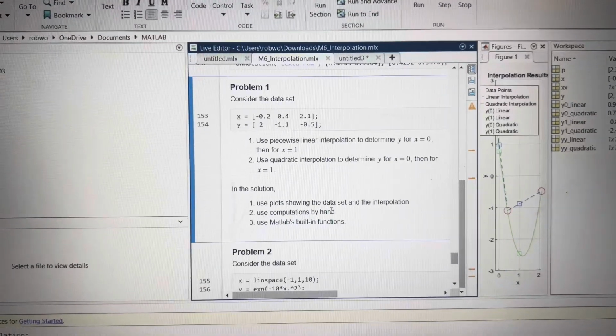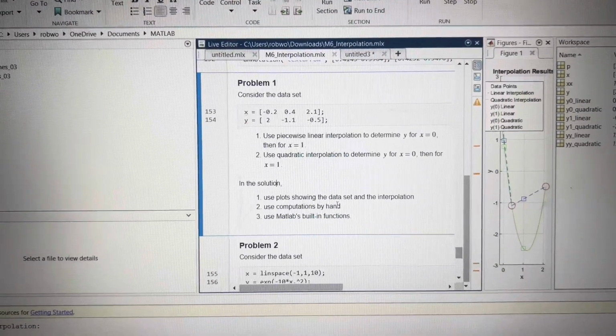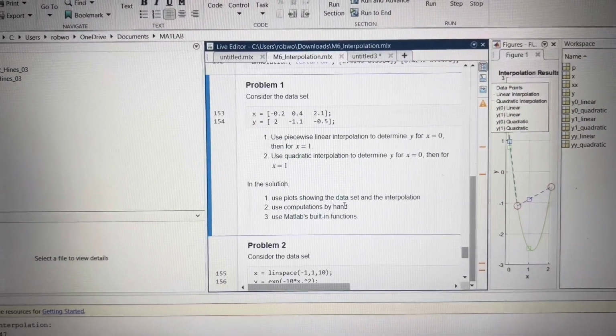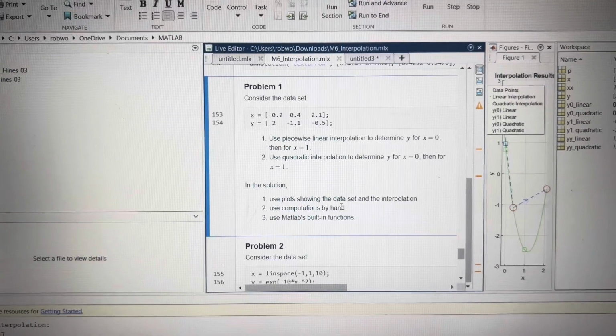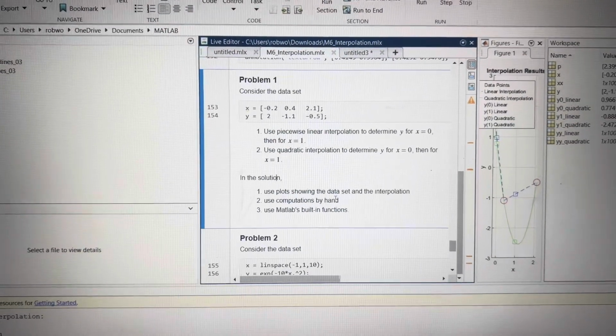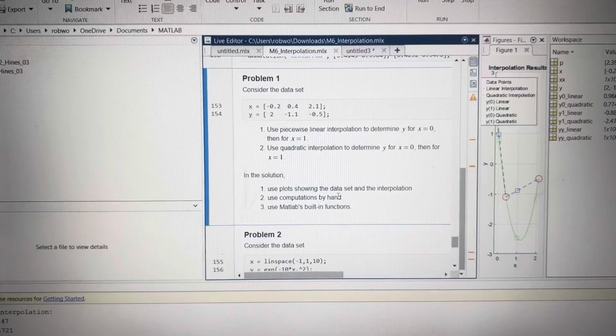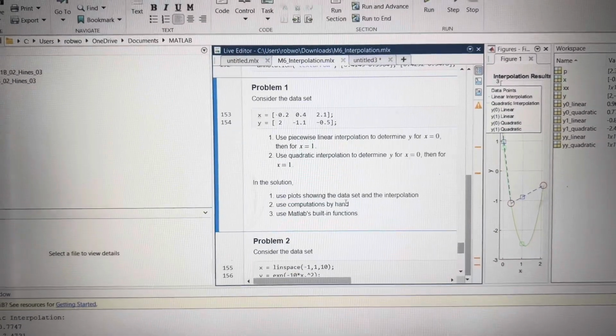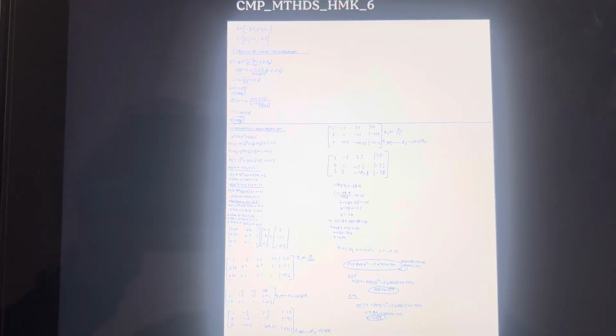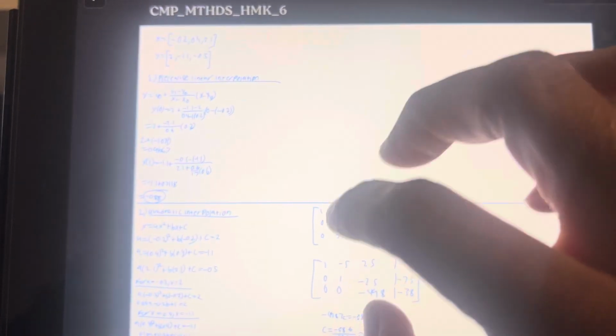Okay, so for problem one, part one, they asked us to use piecewise linear interpolation to determine y for x equals 0 and x equals 1. Then part two asked us to use quadratic interpolation to determine y for x equals 0 and as well for x equals 1. Okay, so here I have my response to part one, which is right here.